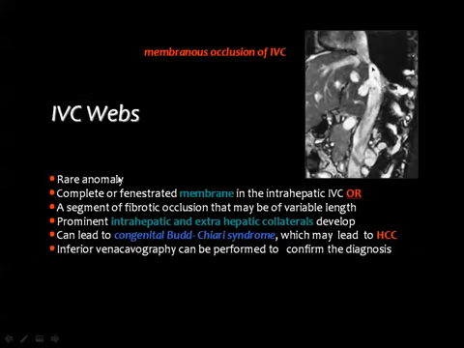The web is a rare anomaly which may be in the form of a complete or fenestrated membrane in the hepatic portion of the IVC or just above it, and this may lead to congenital Budd-Chiari syndrome because of obstruction of the venous outflow from the liver. Congenital Budd-Chiari leads to the development of hepatocellular carcinoma later on.